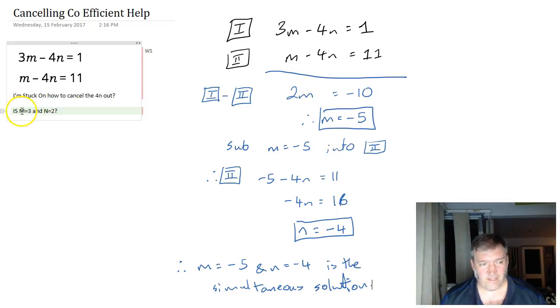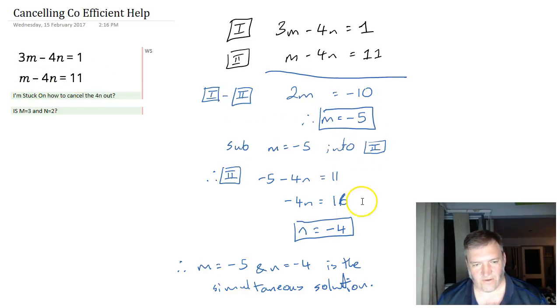Now, the question there was, is m 3 and n 2? That was interesting, because if you sub it into the first one, 3 times 3, minus 4 times 2, 9 minus 8 is indeed 1. That works. But when we get to this one here, we'll have 3 minus 8. That's going to be negative 5, isn't it? So we can always check our answers to see if they work.